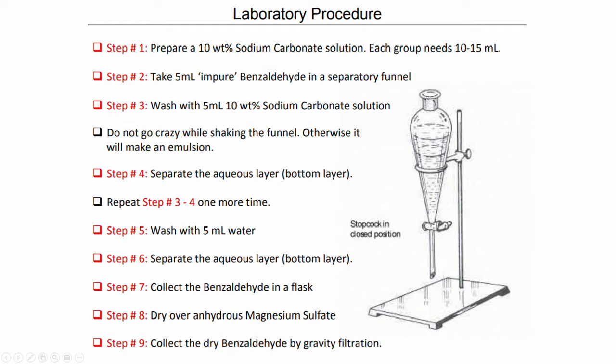So here are the steps in the lab that you'll be seeing in the other lab video posted by Dr. Salvador. The first thing that you do is you prepare a 10% by weight sodium carbonate solution. It says that each group needs about 10 to 15 mLs. When you see 10% by weight, it's usually weight by volume. That means if we're working with 10 mLs of solution final volume, we would need about 1 gram of sodium carbonate, because 1 is 10% of 10.